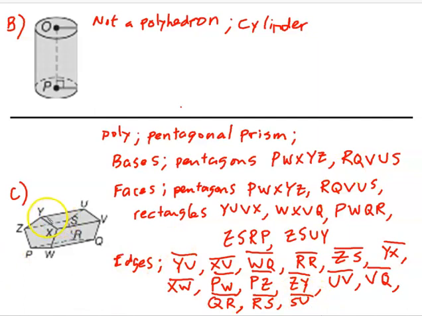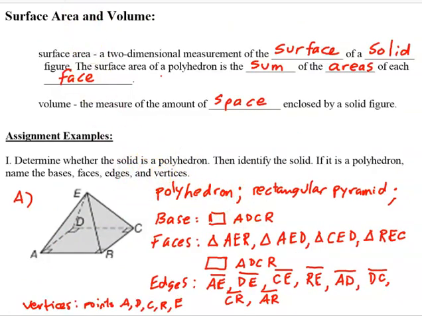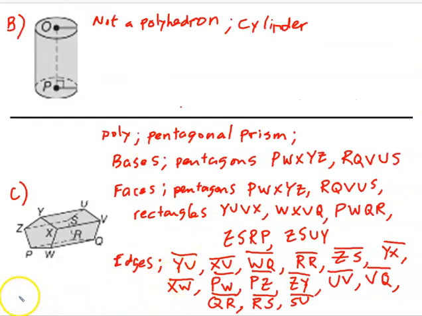And then finally, we have our vertices. That's the last thing we're supposed to do. So these are all the points. We'll just list those out. There's a bunch. Z, Y, X, W, P, just every point that's listed. U, V, Q, R, S.